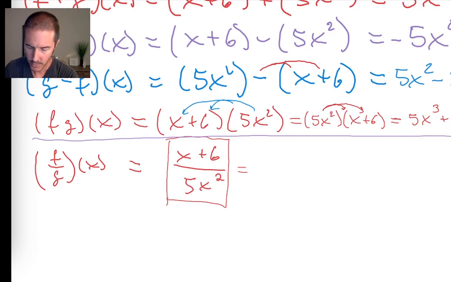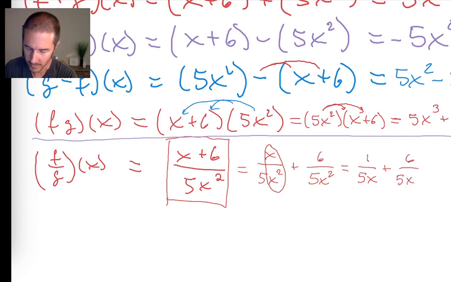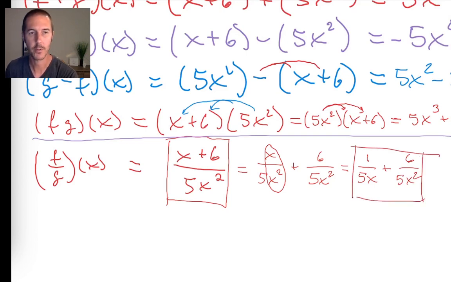We could distribute our division here and write the x as being divided by 5x squared plus the 6 being divided by 5x squared. And every once in a while we do need to do that in order to express a final answer in a particular format. In this case it wouldn't be super typical, but if we did distribute our division, now we could reduce these x's and write that term as 1 over 5x, but our second term would not change. It would still be 6 over 5x squared. So this is another acceptable format for a final answer to building this composite function.